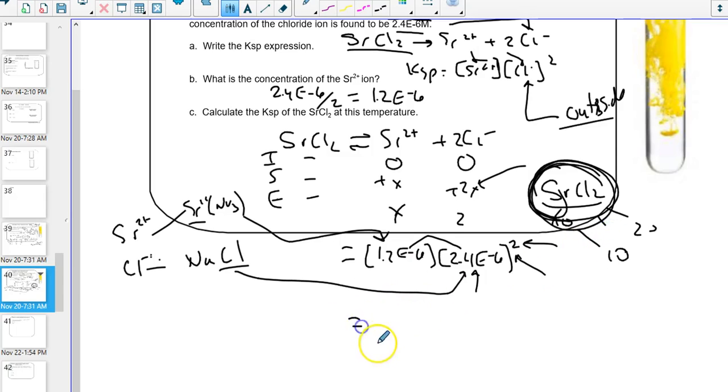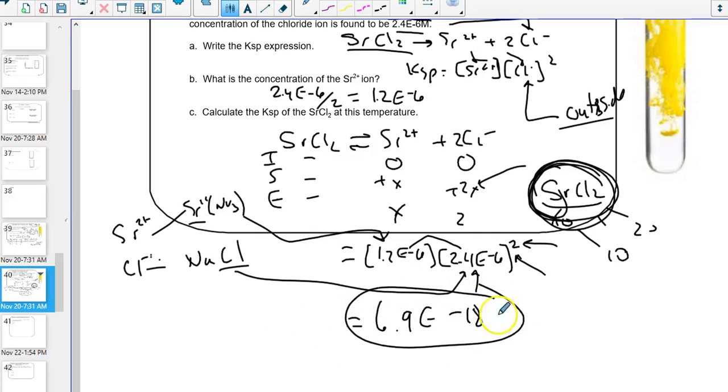This math, grab a calculator. 1.2 e to the negative 6th times 2.4 e to the negative 6th squared. I got 6.9 e to the negative 18th. Check my math. Always can make mistakes. Not a very product favored reaction. Okay, very much reactant favored.